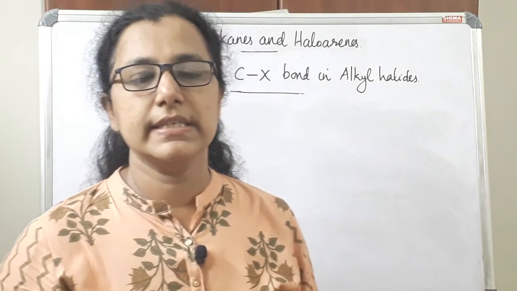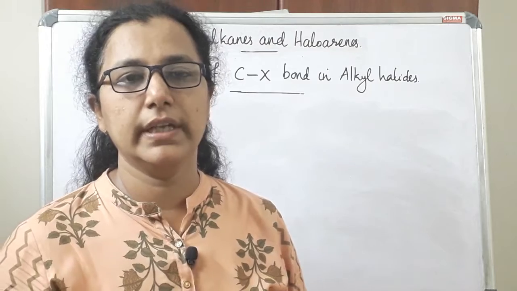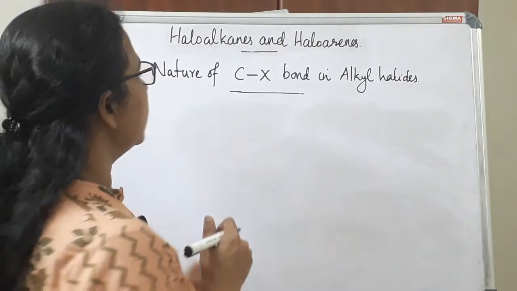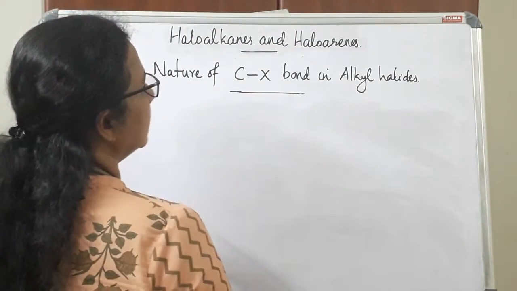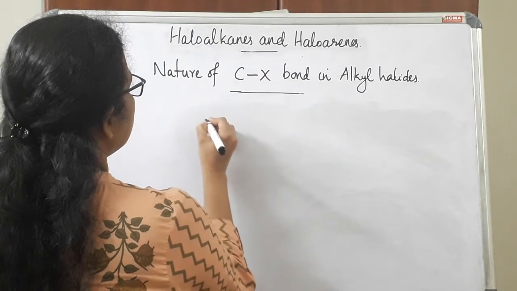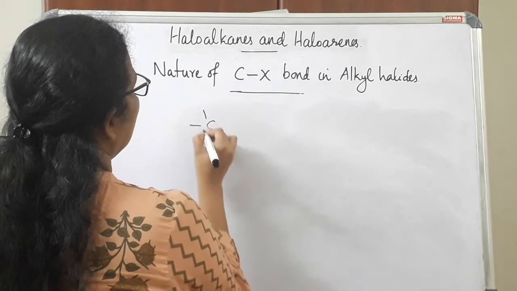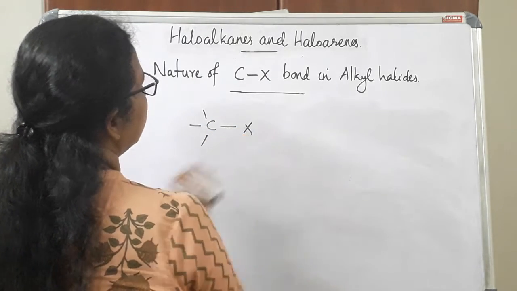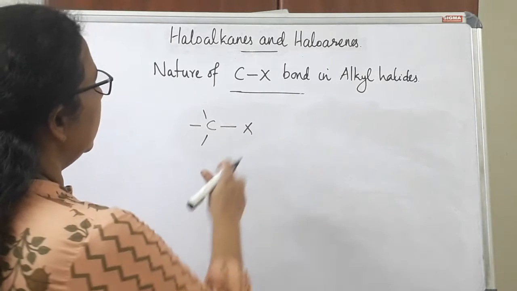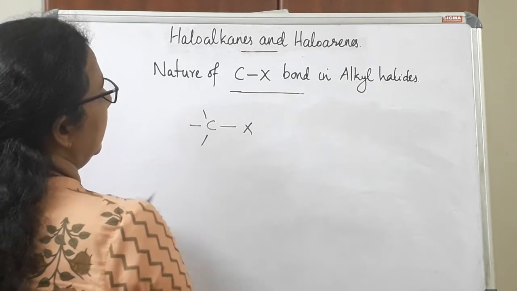Hello students, let's see the nature of the C-X bond in alkyl halides. What is the nature of the C-X bond in alkyl halides? Let us represent an alkyl halide like this. So this is the representation of an alkyl halide. Here the halogen is attached to the carbon atom.